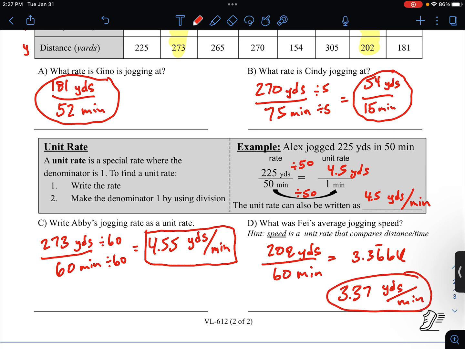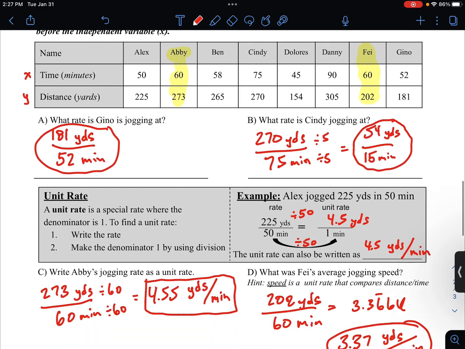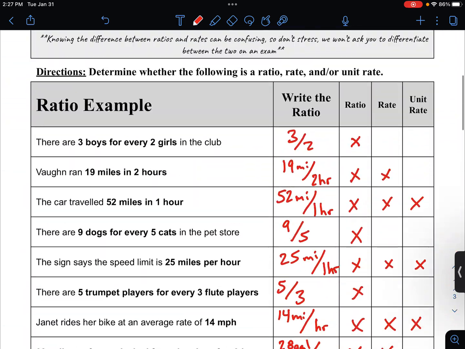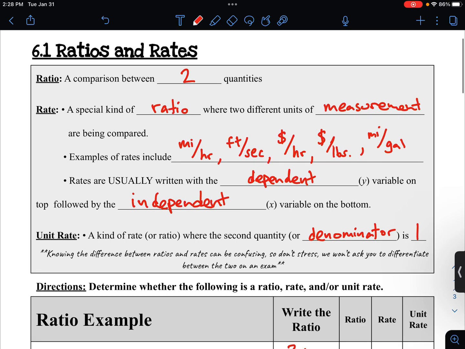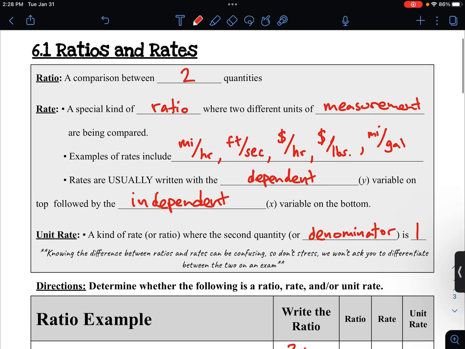And there it is. That is all about ratios and rates, which are a kind of ratio, and a unit rate, which is a kind of rate. Go ahead and try some problems on your own.